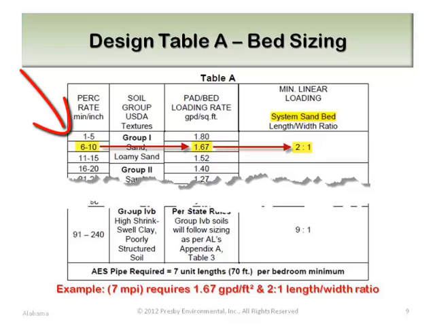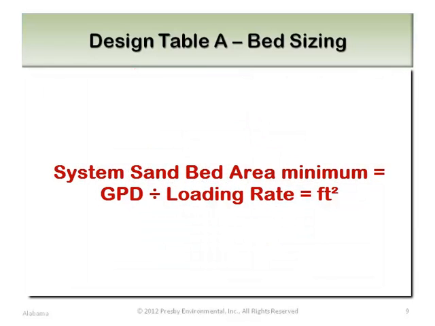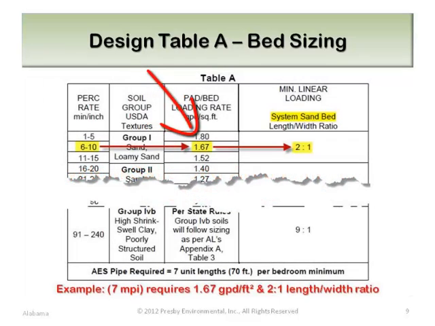Find your soil's perk rate in the far left column. Move to the right to find the maximum soil loading rate, given in gallons per day per square foot. This value, divided into the daily design flow, is used to determine the minimum system sand bed area, also known as the dispersal or basal area. Continuing to the far right column, you'll find the minimum length to width ratio of the system sand bed.